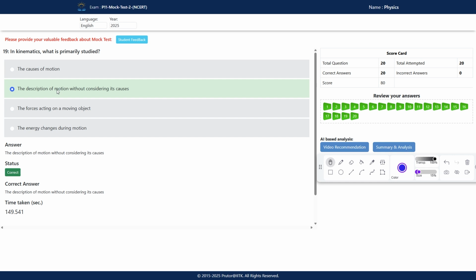In kinematics, what is primarily studied? The description of motion without considering its causes. And rectilinear motion is motion along a straight line.